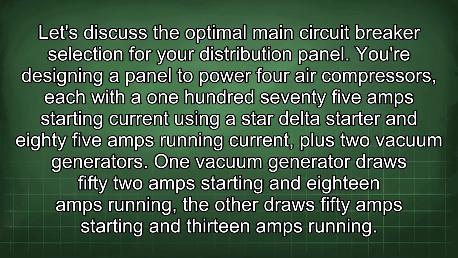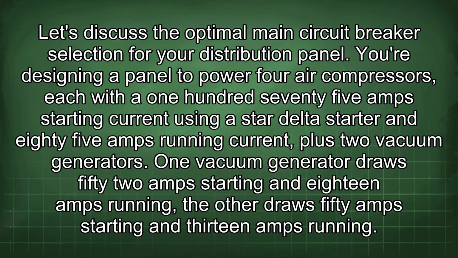Let's discuss the optimal main circuit breaker selection for your distribution panel. You're designing a panel to power 4 air compressors, each with a 175 amp starting current using a star delta starter and 85 amps running current, plus 2 vacuum generators.